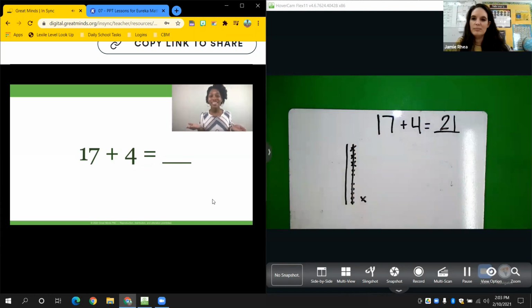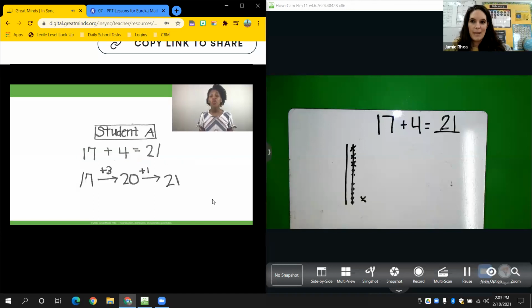Welcome back. Well, let's look to see how some other students solve this problem. Remember, learning from each other helps us become stronger mathematicians. What do you notice about how student A solved their work to solve 17 plus 4? She used the arrow way. She knew that 3 more to 17 would make 20. And 20 plus 1 is 21.